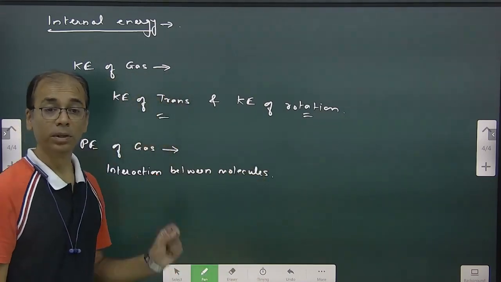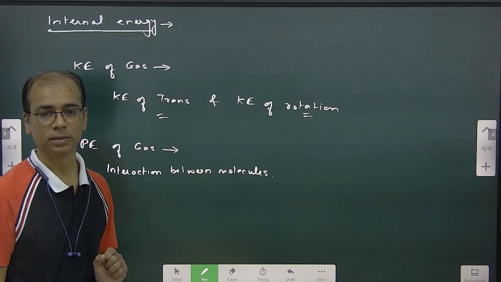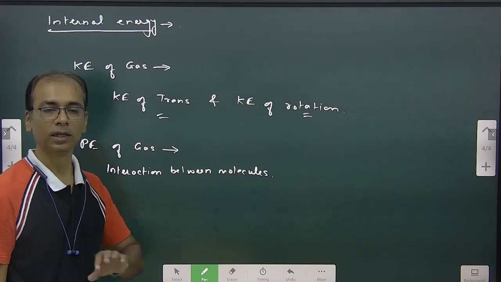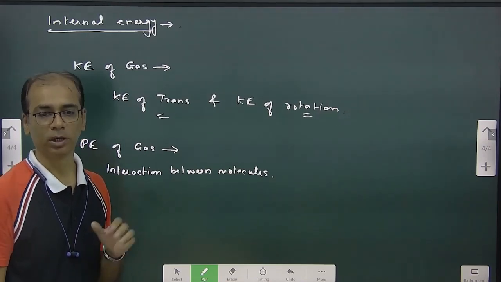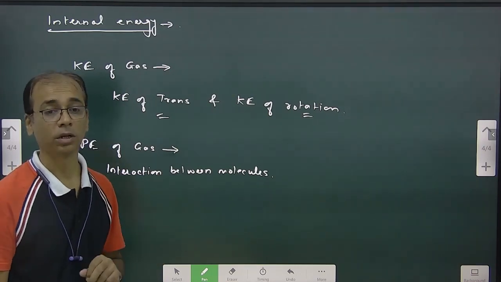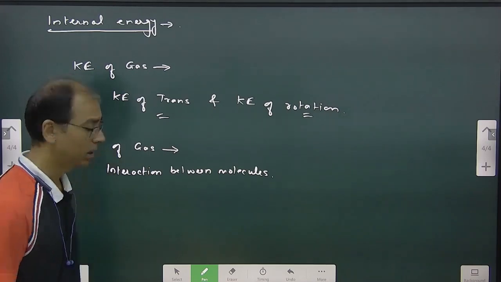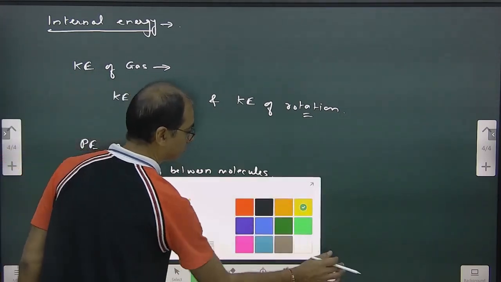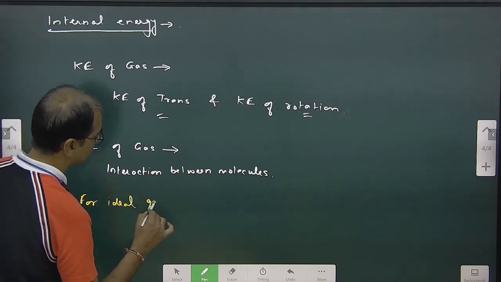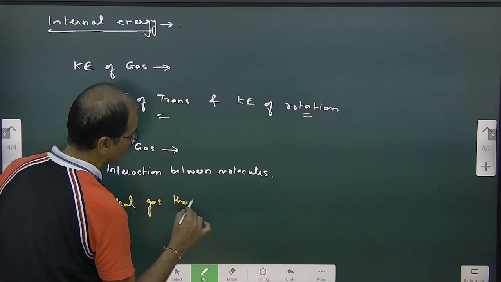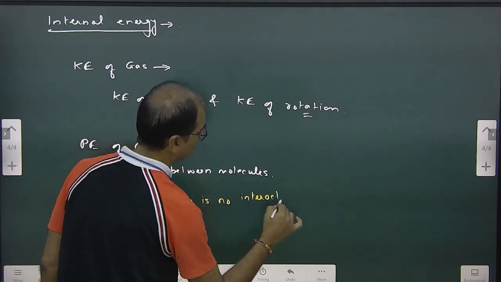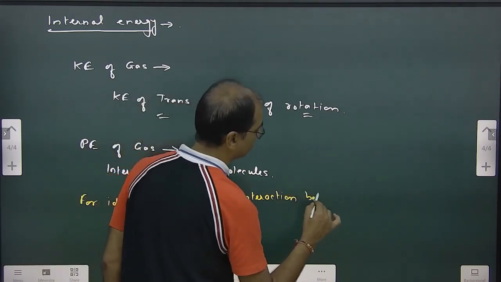But when we talk about ideal gases, it is clearly told in the assumptions that we have for ideal gases that they don't have interaction between molecules. For ideal gases this interaction is not allowed. So that means potential energy we don't have to consider, right? So I am writing it for ideal gases: there is no interaction between molecules.